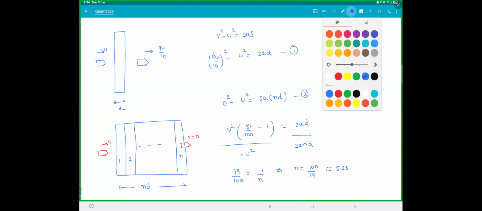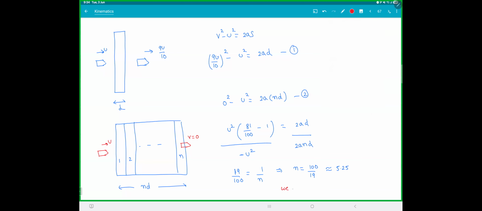Meaning we need 5 planks plus at least a quarter of a plank. If you use only 5 planks, the bullet won't stop. So I need a quarter of a plank, but you can't use a quarter of a plank. Therefore, you are actually using 6 planks. If you used a part of the plank, you consider the full plank. Yeah, we did something like this in foundation. Is this clear, everyone? So we need 6 planks to stop the bullet.